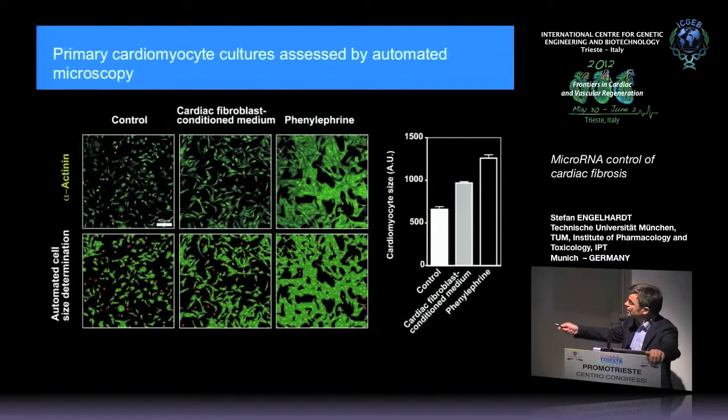And here in the middle column you see what happens if we take a cell culture medium which has simply been conditioned by cardiac fibroblasts for 24 hours, and you see a rather clear-cut increase of the myocyte size. This here is the quantification, and the positive control is 50 micromolar of the alpha-1 agonist phenylephrine, which is the strongest known inducer of myocyte hypertrophy.